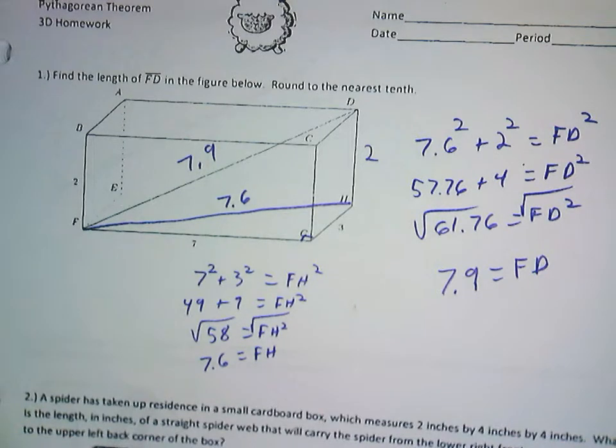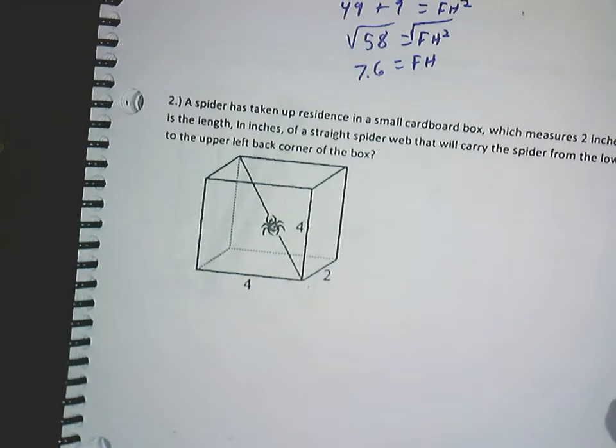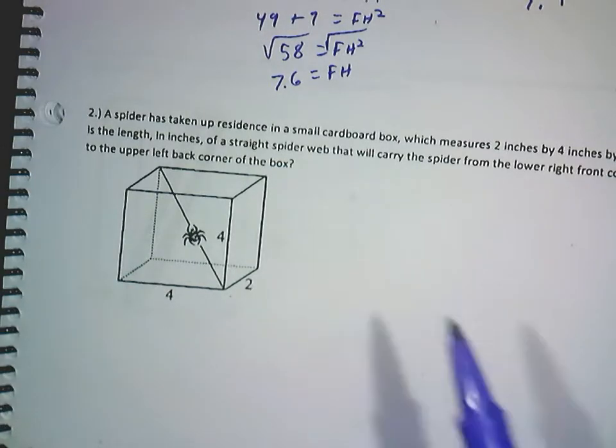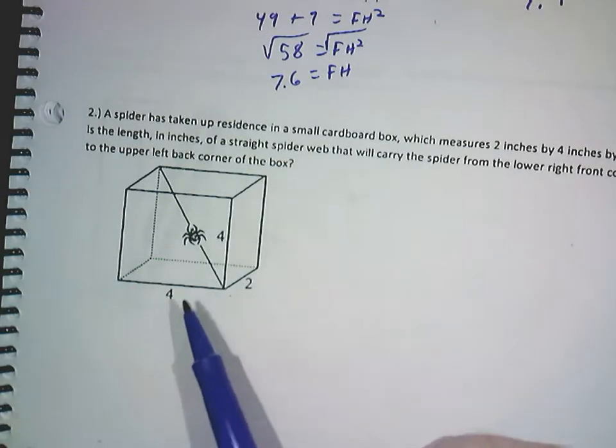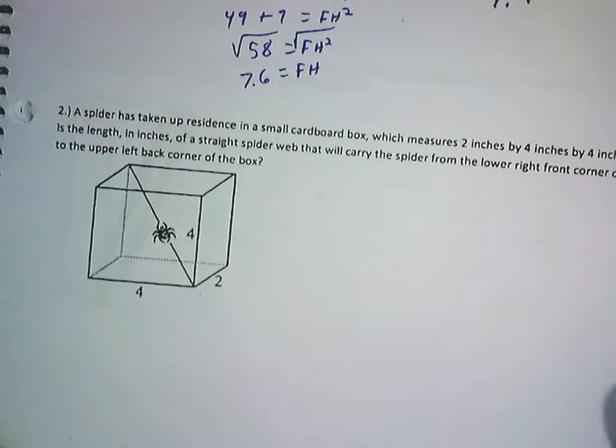Okay, let's look at another example. A spider has taken up residence in a small cardboard box, which measures 2 inches by 4 inches by 4 inches. So that means the width is 2, the length is 4, and the height is 4. What is the length in inches of a straight spider web that will carry the spider from the lower right corner to the upper left back corner of the box?